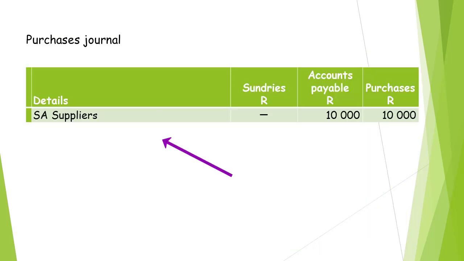To record the transaction in the purchases journal, in the details column, you need to provide the name of the creditor. The reason for providing the name of the creditor is that the transaction will also have an effect on the individual creditor's account in the creditors ledger. 10,000 Rand will be recorded in the accounts payable column as well as in the purchases column.